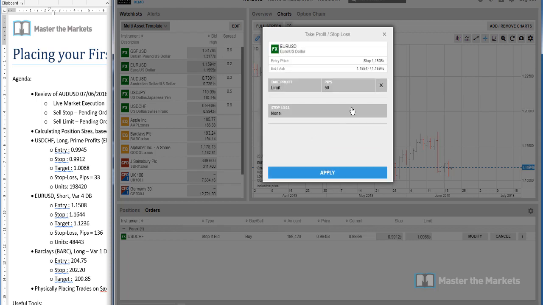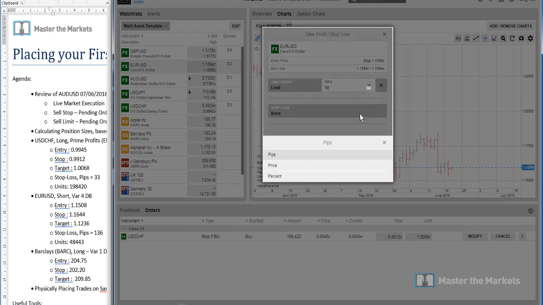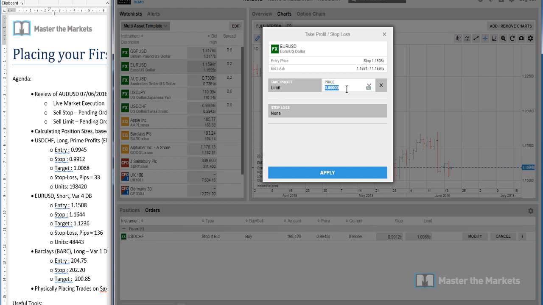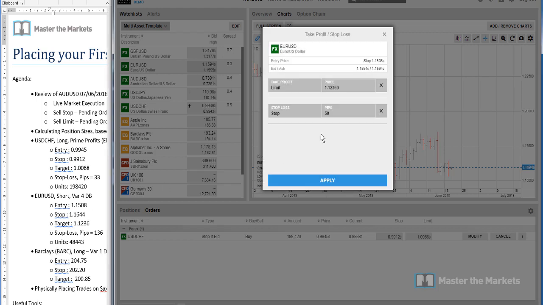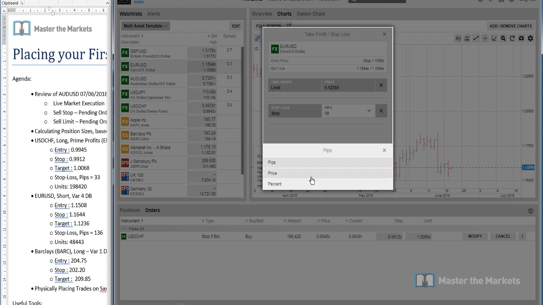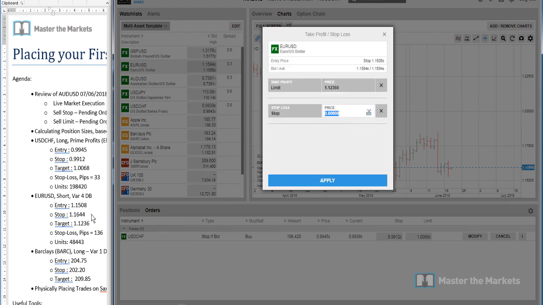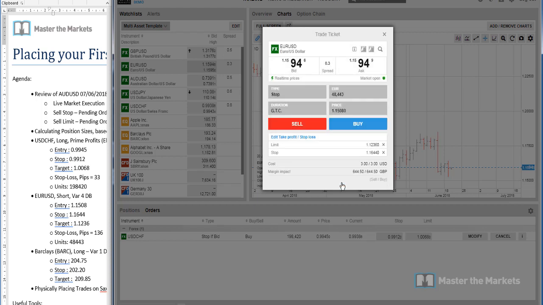Again, you click on to take profit. It's going to be a limit order. I like to enter it in terms of price, and I'm going to key in 1.1236 in this case. There's the limit order, there's the target that I'm working off of. And the stop loss, of course, is going to be stop, again price, and I'm going to key in the stop price, 1.1644. I'm going to click apply. And that's it. Your trade ticket is set up.